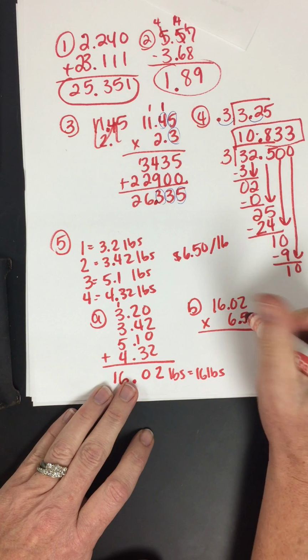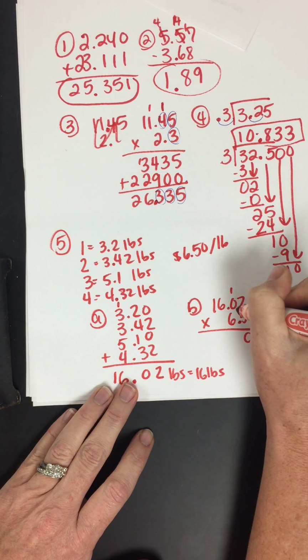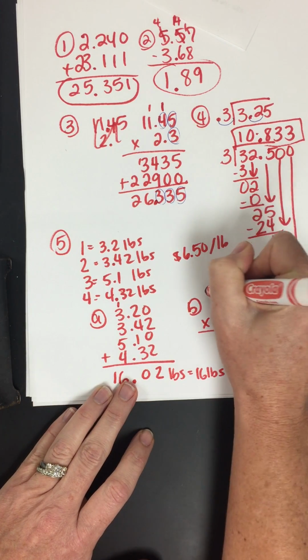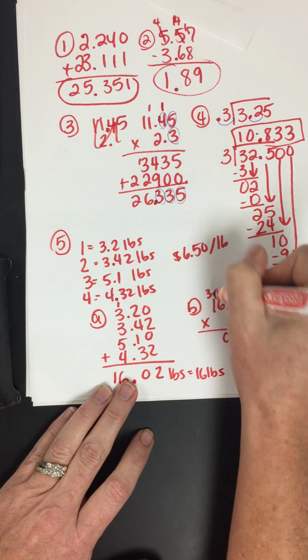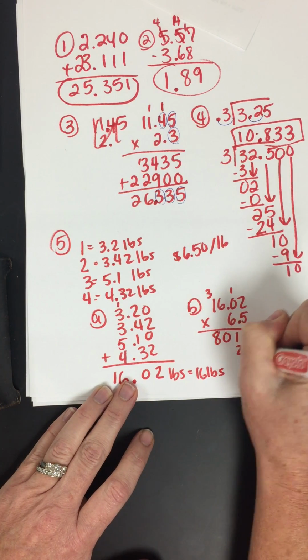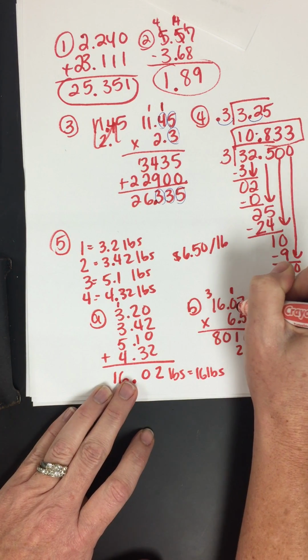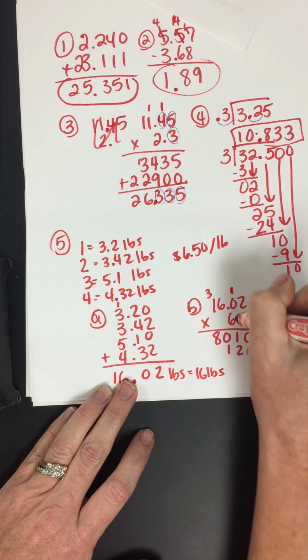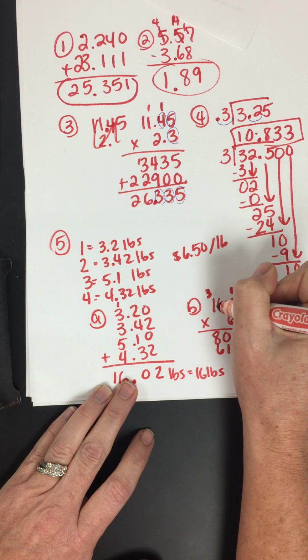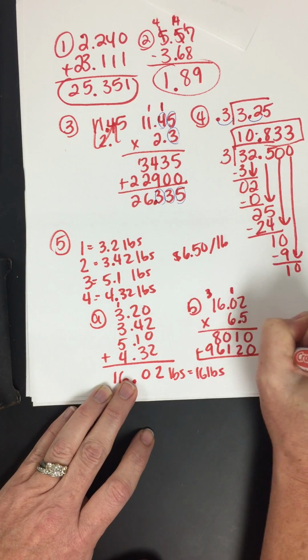So I can do 5 times 2 is 10, carry my 1. 5 times 0 is 0, plus 1 is 1. 5 times 6 is 30, carry my 3. 5 times 1 is 5, plus 3 is 8. Put my 0 down. Now 6 times 2 is 12, carry my 1. 6 times 0 is 0, plus 1 is 1. 6 times 6 is 36, carry my 3. 6 times 1 is 6, plus 3 is 9. Add them together.